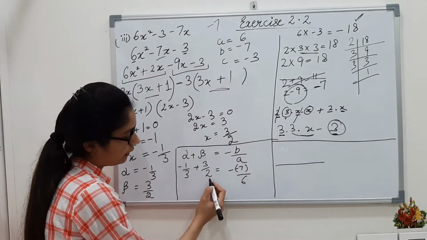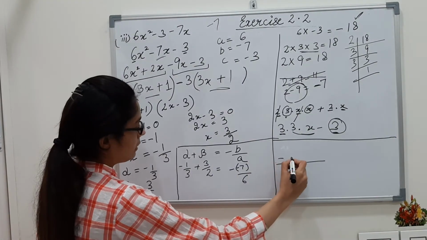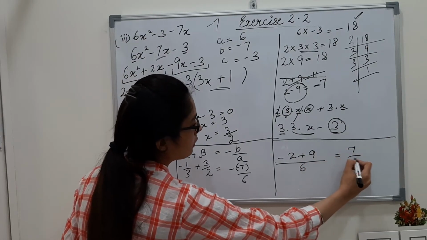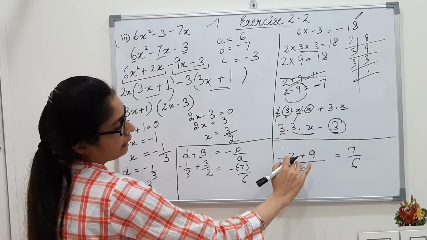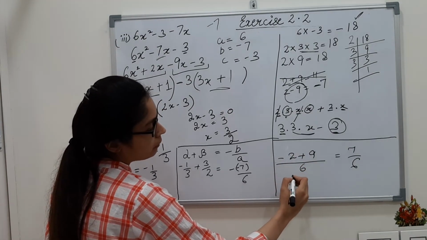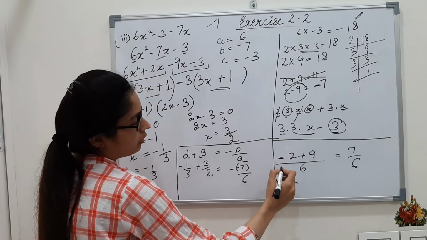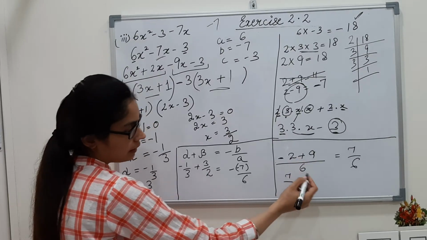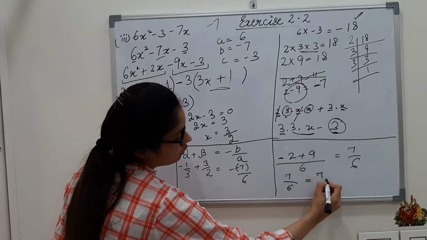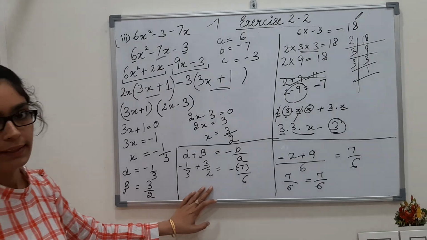Taking LCM of 3 and 2, we will get 6, and here minus 2 plus 9, here 7 by 6. Minus 2 plus 9: minus plus is minus, that means 9 minus 2 will be 7, and the sign will always be the sign which is with the bigger number. With the bigger number plus is there, that's why it will be positive 7 by 6, which is equal to 7 by 6. Hence the result for addition is verified.